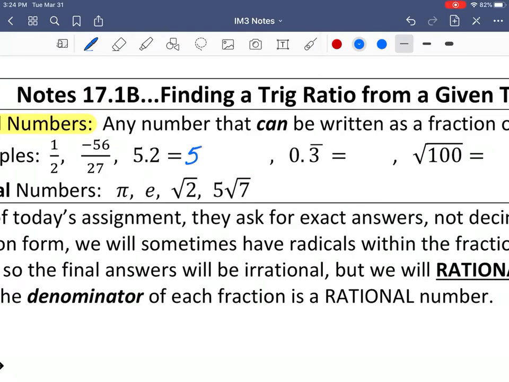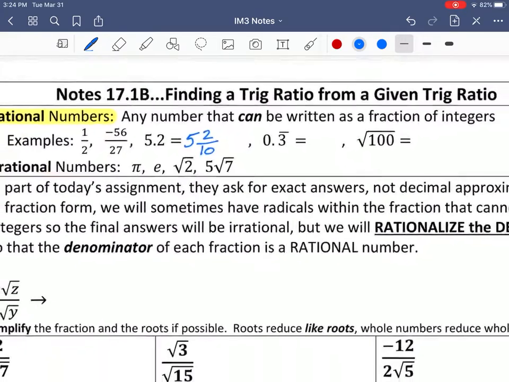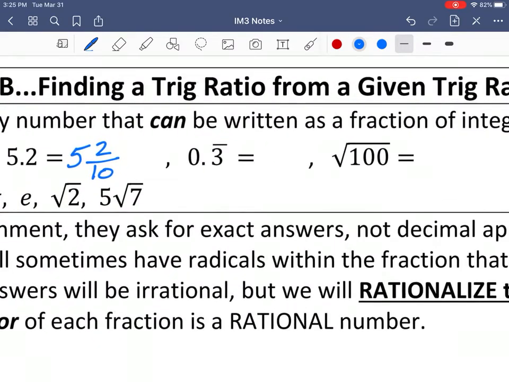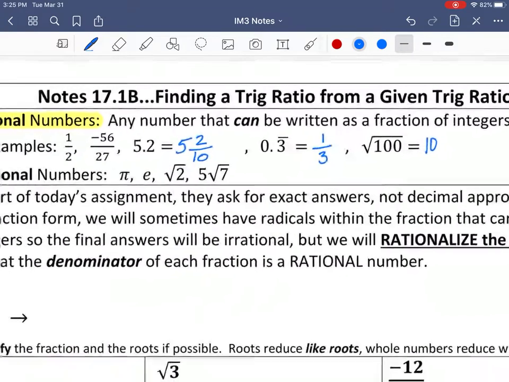5.2 could be written as 5 2/10, which could also be 52/10. Again, all nice numbers, so you're good there. 0.3 bar, that is a repeating decimal, but we know that better as 1/3. And then radical 100, of course, we know is 10.